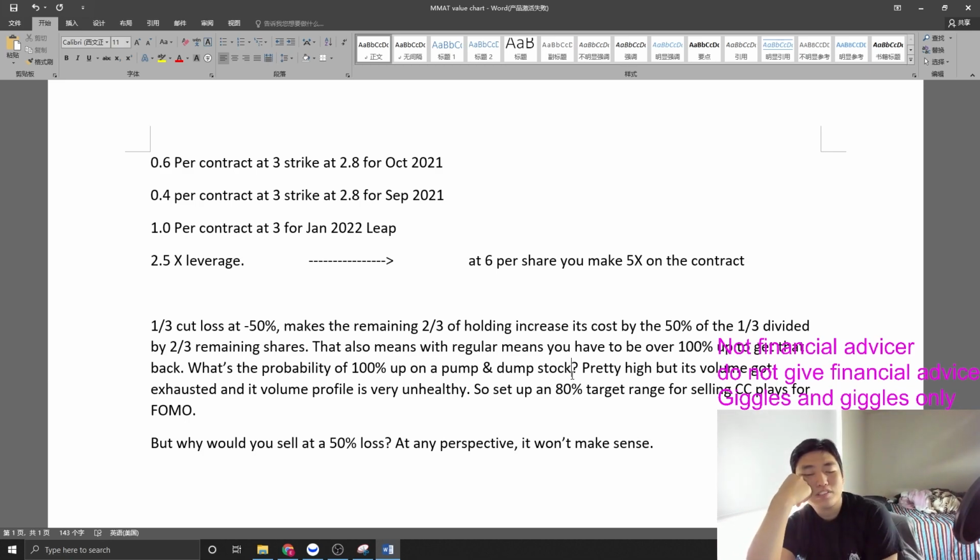So a 100% increase on a pump and dump stock is pretty high, right? Look at AMC, but in a short time frame, the probability of setting up a specific time frame of when it's going to happen, it has to have like 6 or 7 things in place.